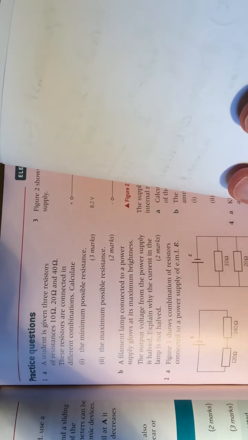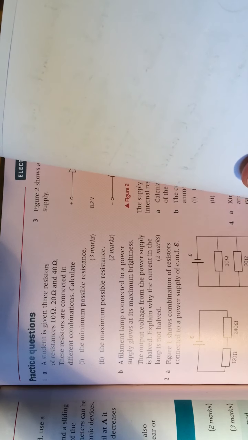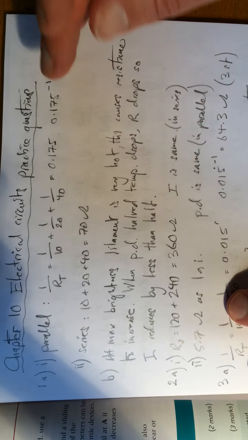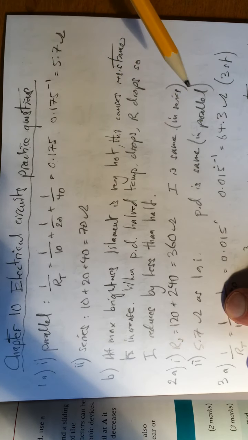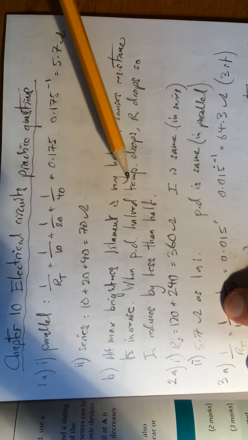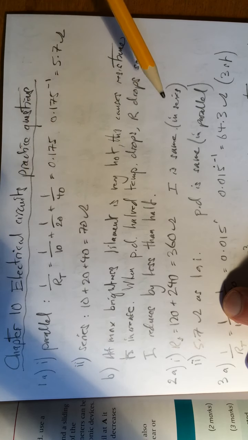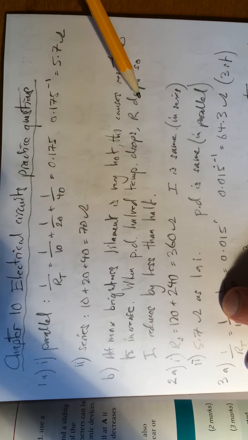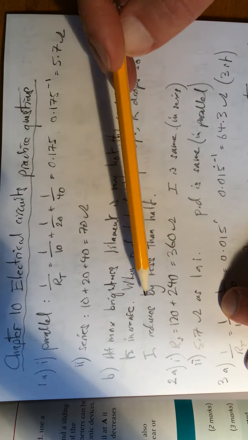B, the filament lamp is connected to a power supply and it glows at its maximum brightness. The output voltage from the power supply is halved. Why doesn't the current halve? The reason is that at maximum brightness, the filament is very hot, so it'll have a much higher resistance than it does cold. When the PD is halved, the temperature of the filament drops, so its resistance drops. So the current doesn't reduce by half; it reduces by less than half.